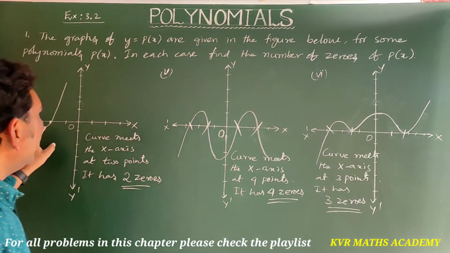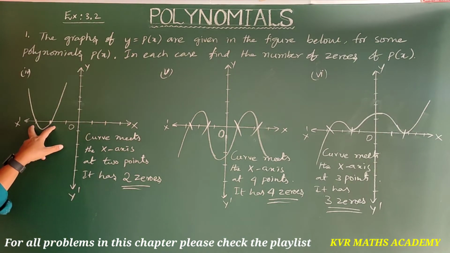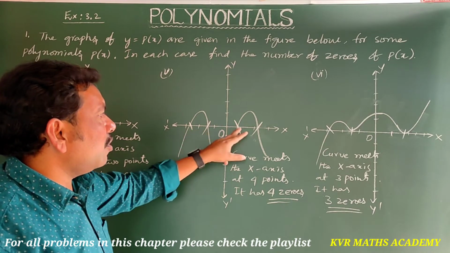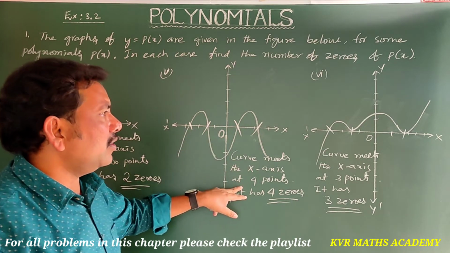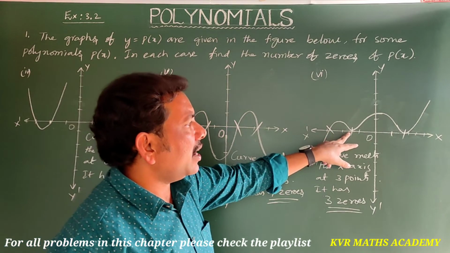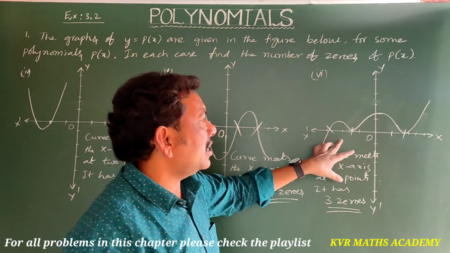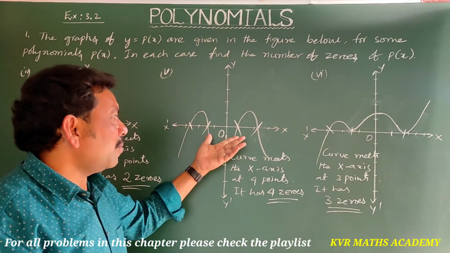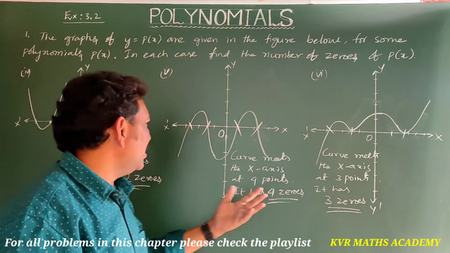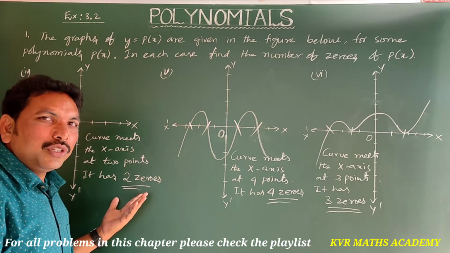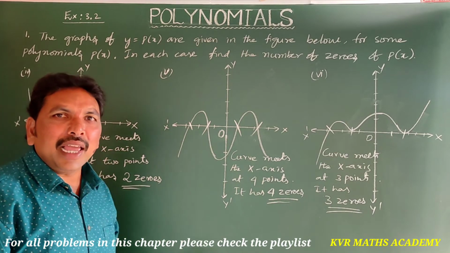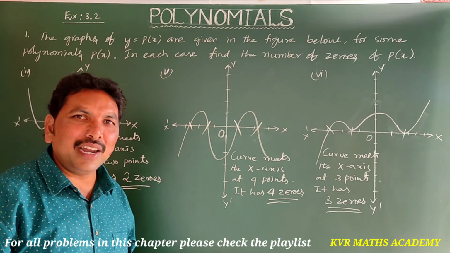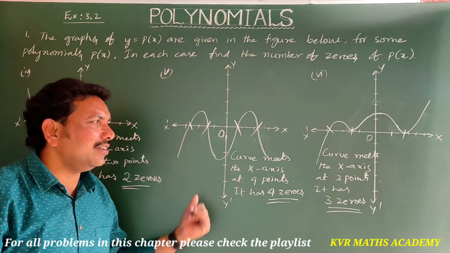Understand, here it meets the x-axis at 2 points, that's why it has 2 zeros. It meets the x-axis at 4 points, that's why it has 4 zeros. Next it cuts the x-axis at 3 points, that's why it has 3 zeros. 4 points means 4 zeros, 3 points means 3 zeros, 2 points means 2 zeros. Suppose it does not touch the x-axis, then there is no zero. Understood clearly? Note it down.